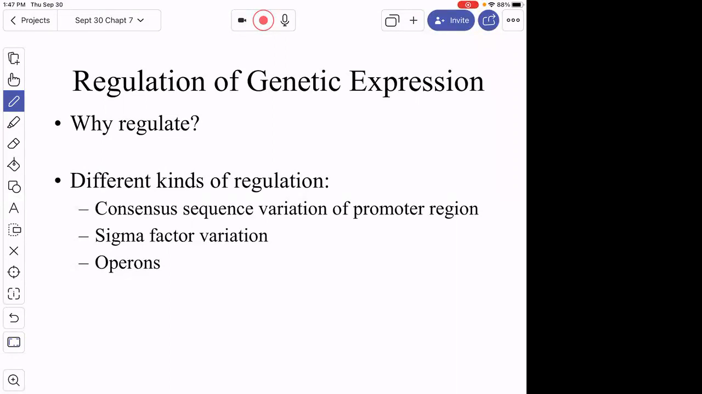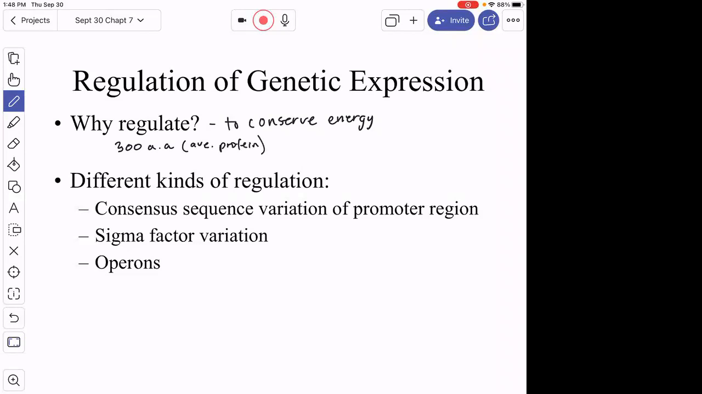Thinking about regulation. So why would a cell care how much of a protein it makes of something? It's to conserve energy. A cell obviously doesn't want to be making a bunch of proteins that it doesn't really need. Do you know how many ATP it costs a cell to make an average protein of about 300 amino acids? Again, that's the average protein.